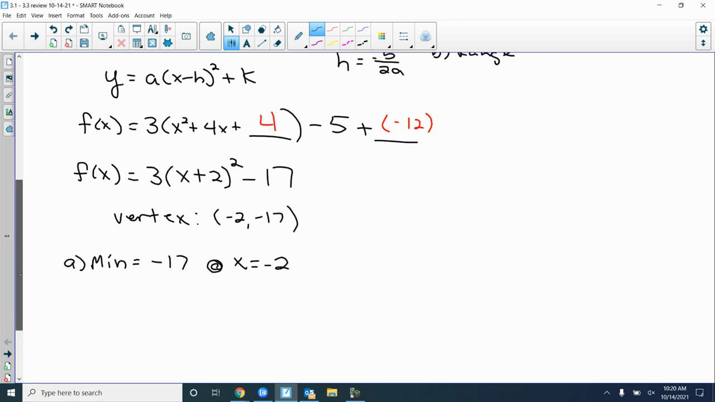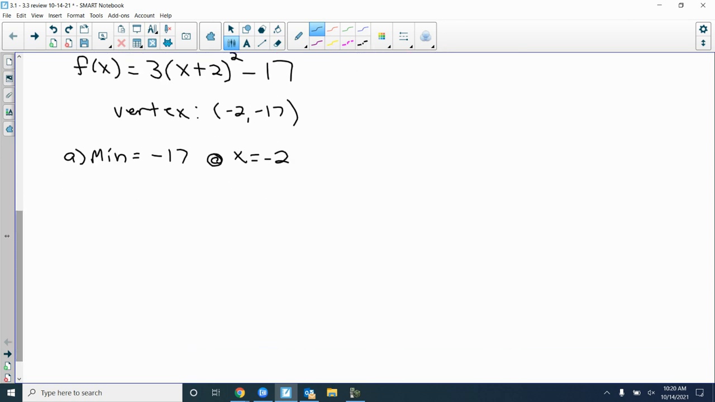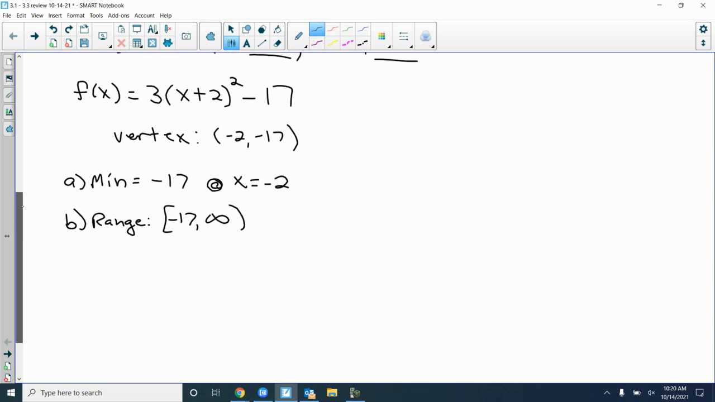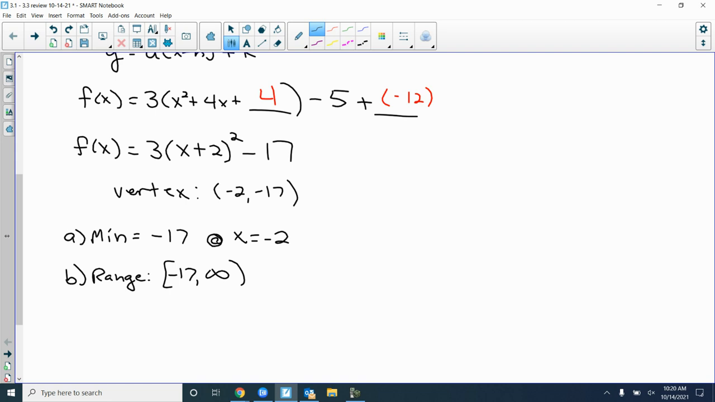Okay. Now, what's our range? Aiden, what's my range? Bracket negative 17 to infinity. Negative 17, yep, to infinity. All right. Now, what Andrew's saying, why didn't we just plug that in? That's the second way you can do this.